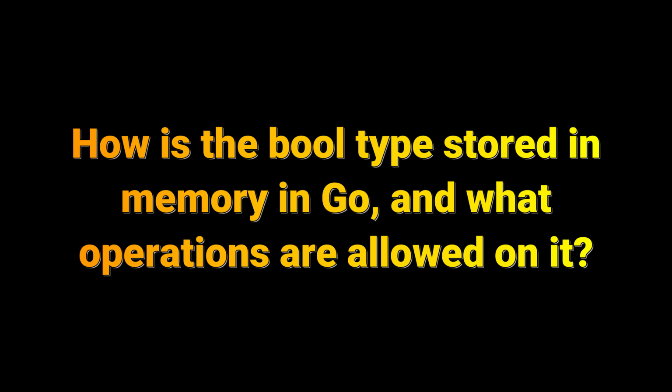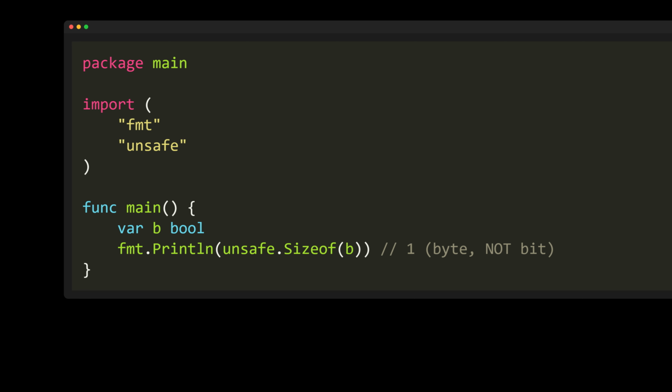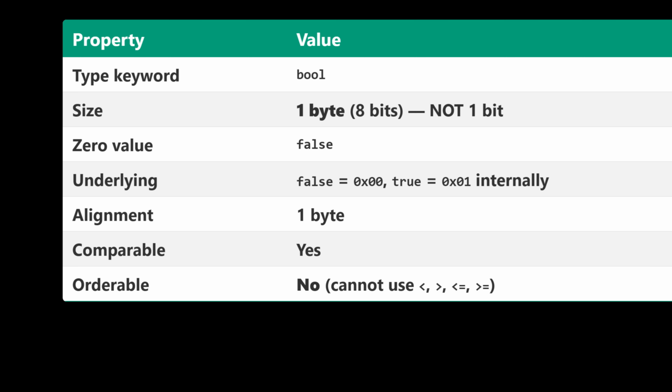Question: how is the bool type stored in memory in Go, and what operations are allowed on it? Answer: in Go, the bool type uses 1 byte of memory, which is 8 bits, not 1 bit. The zero value is false. Internally, false is stored as 0x00, and true is stored as 0x01. A bool value can be compared with another bool using equal or not equal, but you cannot use less than or greater than operators with bool values.